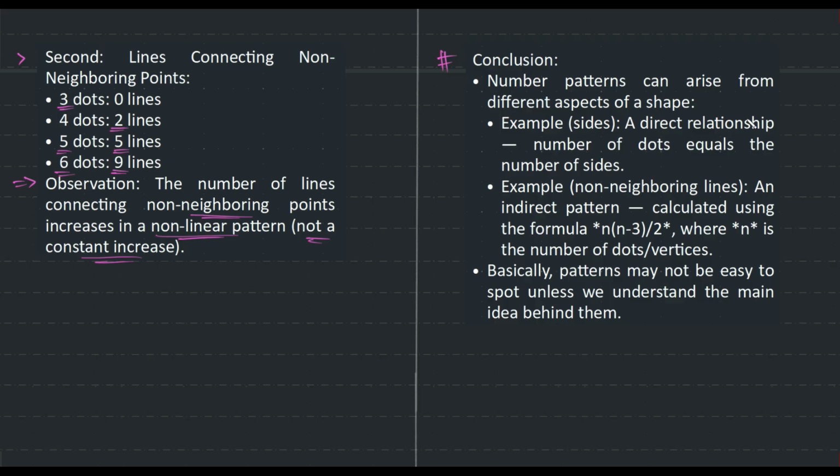So for example, a direct relationship exists between the number of sides and the number of dots. While when you're talking about non-neighboring lines, it is an indirect pattern, right? It is calculated with this formula. So what is this formula and what does it mean? We'll understand in time. Throughout the year and the next year also we'll understand this. But the point is, it's not a simple straightforward relationship. Basically, patterns may not be easy to spot unless we understand the main idea behind it. So this is the key thing that we are trying to understand.